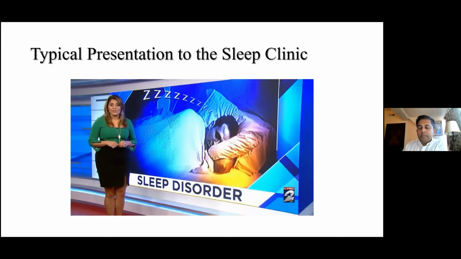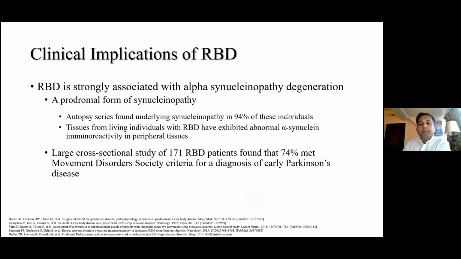So that was a very classic presentation of when patients come in with their spouses when they first describe RBD type behavior. So what are the clinical implications of RBD? Why am I spending time reviewing RBD? RBD is strongly associated with alpha-synucleinopathy degeneration. There are several lines of evidence that indicate that RBD can be a prodromal form or precursor to synucleinopathy, which is the category of conditions that Parkinson's, dementia with Lewy bodies, or multiple system atrophy fall within.